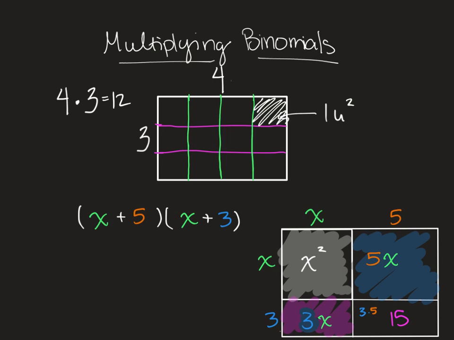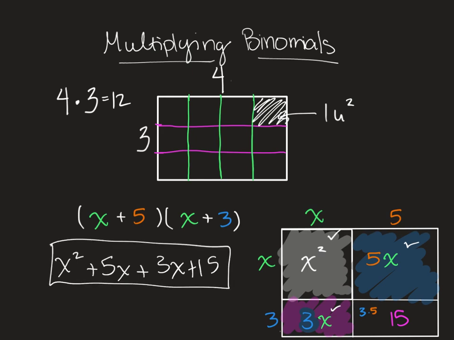And then if you wanted the total area, just like up here to get the total area, we said 1, 2, 3, 4, 5, 6, 7, 8, 9, 10, 11, 12. We have 3 groups of 4, which is 12. You need all 4 of these pieces of area together. So we could say that this was x squared, check, plus 5x, check, plus 3x, check, plus 15. And this right here is a perfectly reasonable way to describe the area of the rectangle created by this multiplication problem.